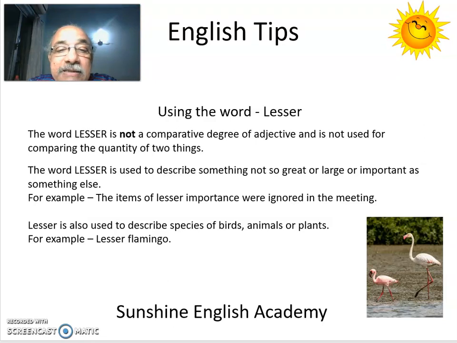This word lesser is also used to describe species of birds, animals, or plants. For example, lesser flamingo. You can see in this picture there are two birds. They are both flamingos. The larger one is called the greater flamingo. The smaller one is called the lesser flamingo. So this word lesser is often used to talk about species of birds and animals.